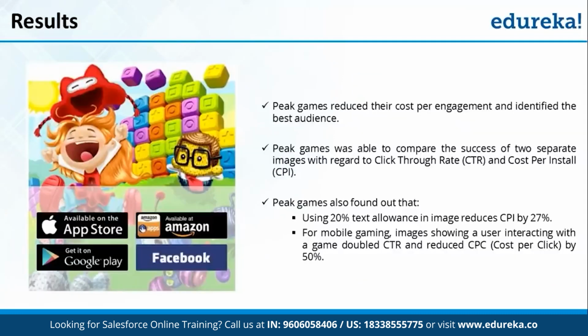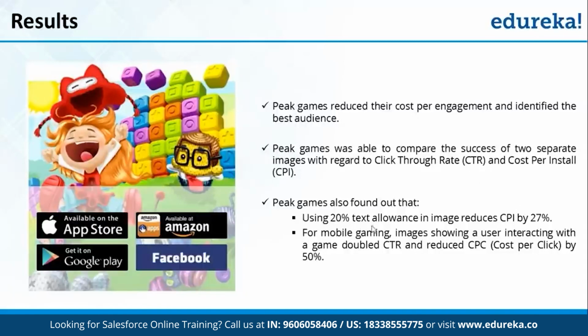Using the Salesforce Marketing Cloud, Peak Games reduced their cost per engagement and identified the best audience. Peak Games were also able to compare the success of two separate images with regard to click-through rate and cost per install. This they could achieve using the A/B testing feature, the CTR and the CPI, click-through rate and cost per install. Peak Games also found out that using a 20% text allowance in an image reduces the cost per install by 27%.